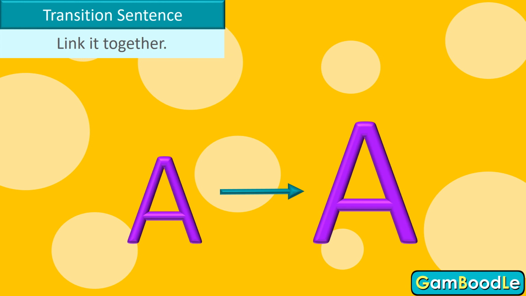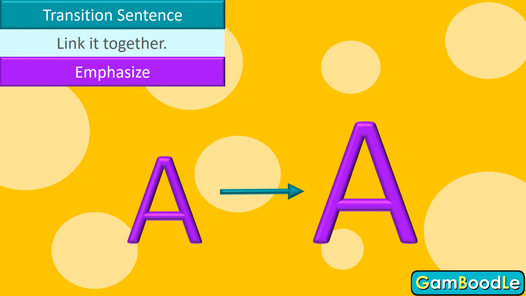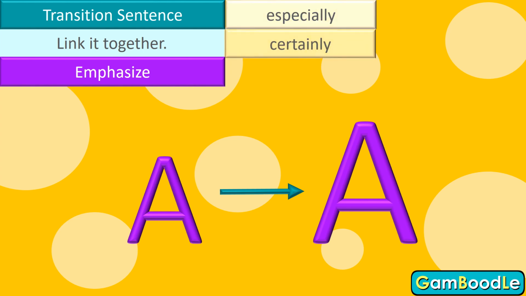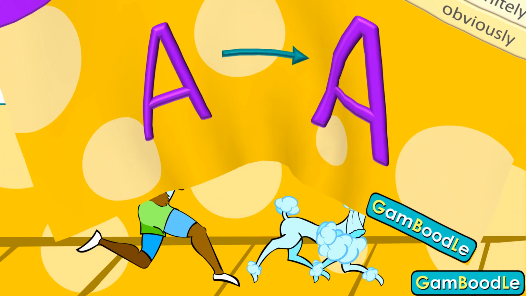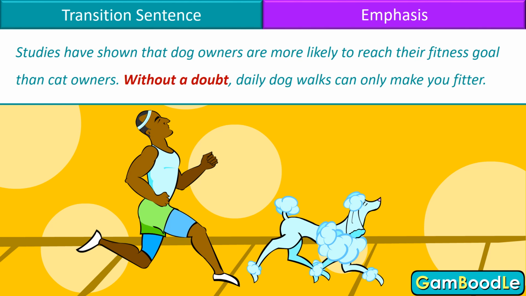Transition sentences can emphasize an idea or make it stronger. Some examples of transition words or phrases are especially, certainly, indeed, in particular, definitely, and obviously. Let's look at an example. Studies have shown that dog owners are more likely to reach their fitness goals than cat owners. Without a doubt, daily dog walks can only make you fitter.